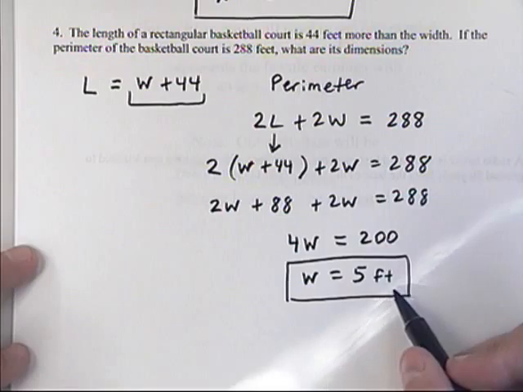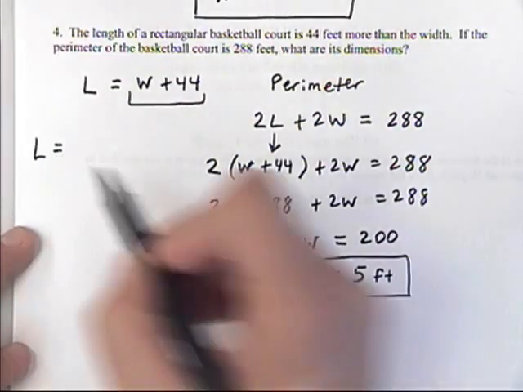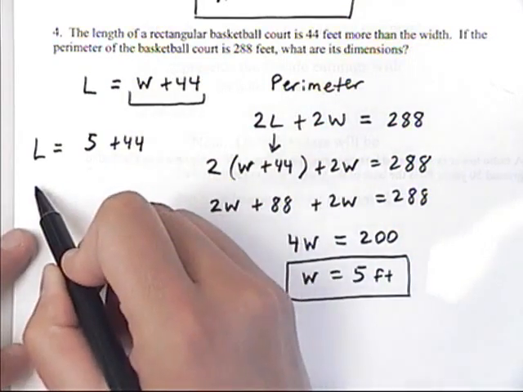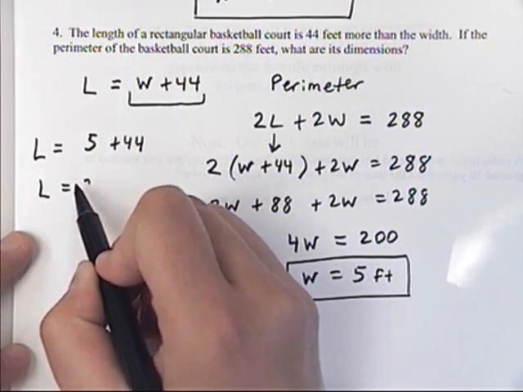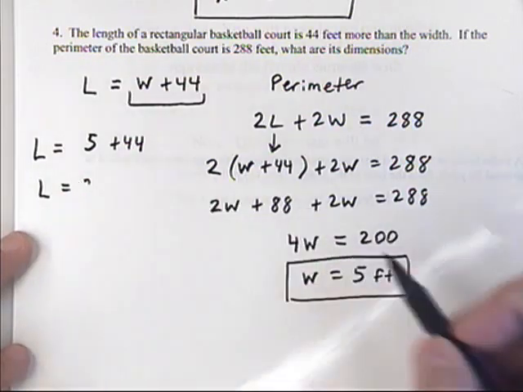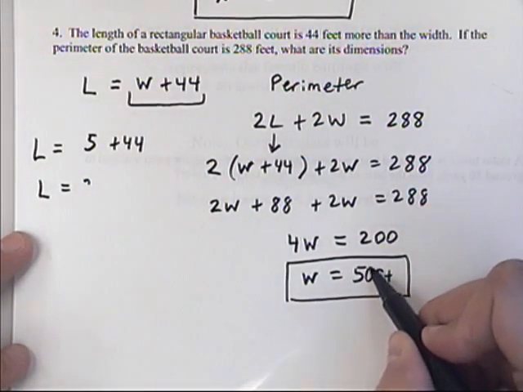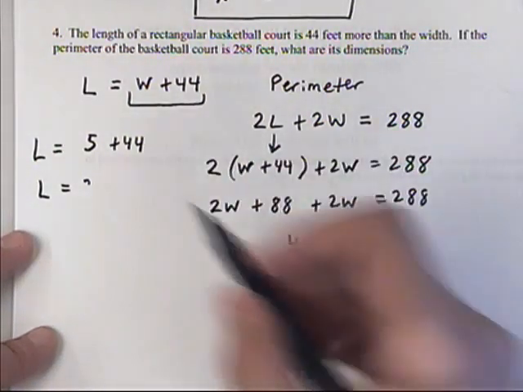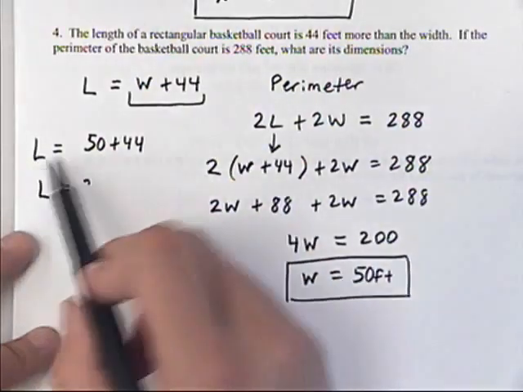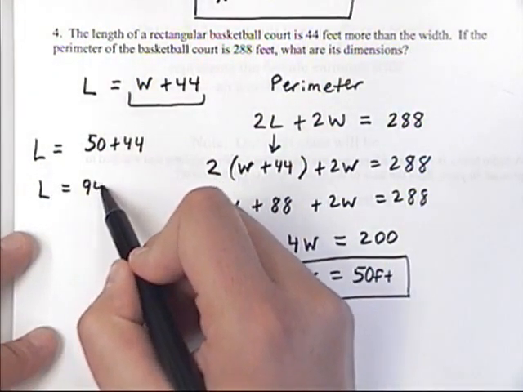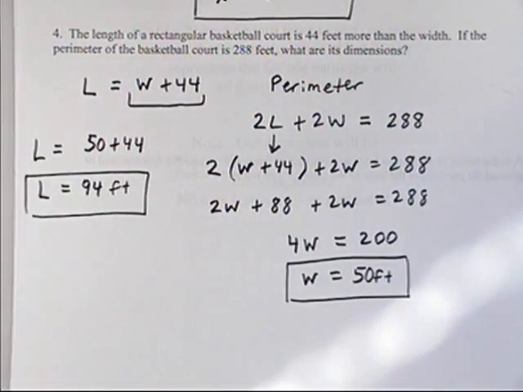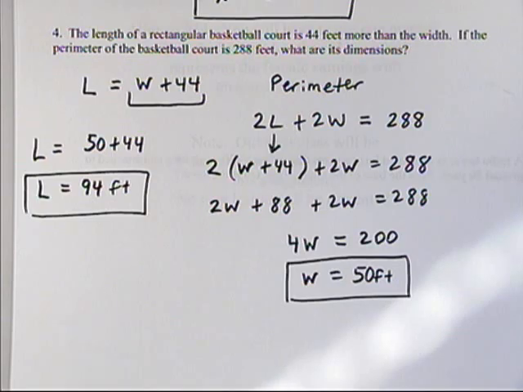Okay, that's one dimension. The other dimension would be the length, wouldn't it? So if the width is 50 feet, wouldn't the length be 50 plus 44, or 94 feet? Sorry, I'm trying to rush to make sure I get everything in on this video.